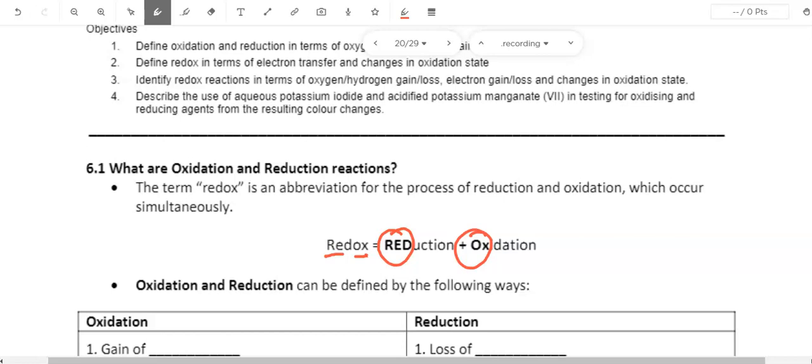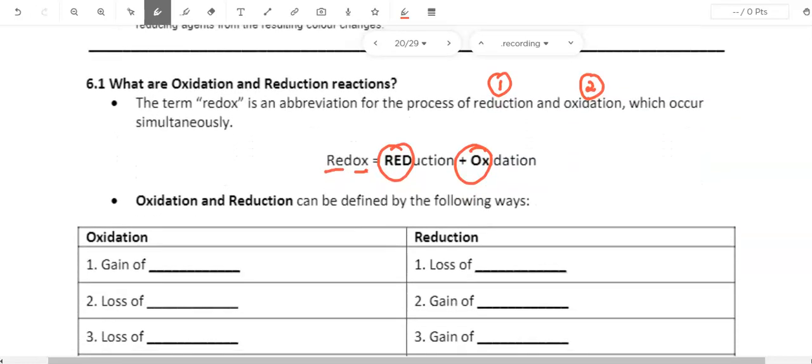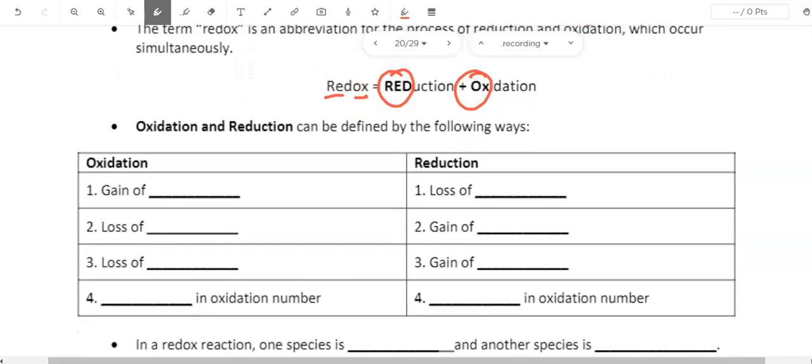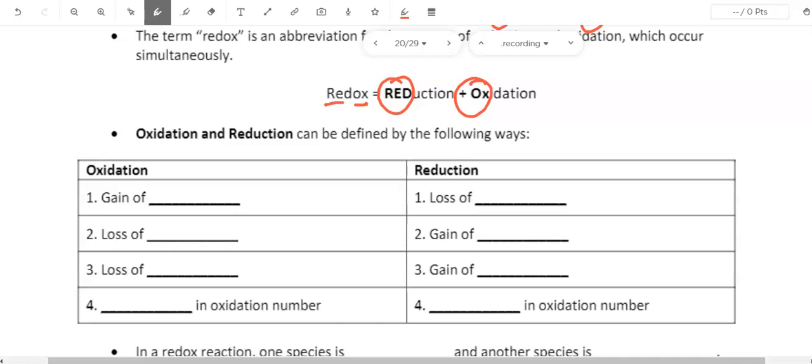A redox reaction actually consists of two processes happening at the same time. The first is the reduction process. The second is the oxidation process. You can look at a redox reaction in a few ways. Some of the key concepts for understanding how redox works: first, oxidation can be looked at in terms of oxygen gain, and reduction in terms of oxygen loss. So oxidation is whether oxygen is gained or not, and reduction is whether oxygen is lost or not.